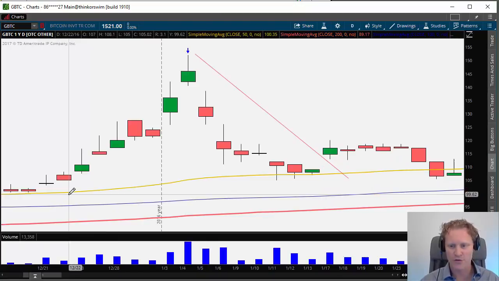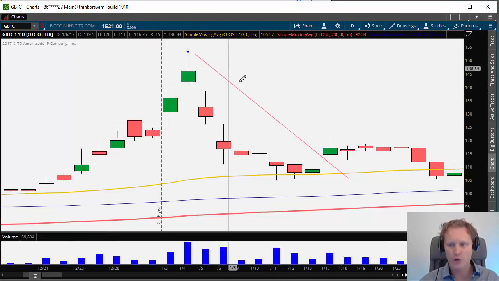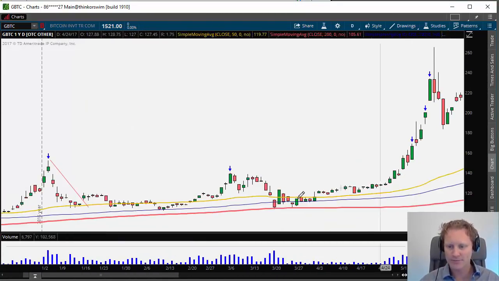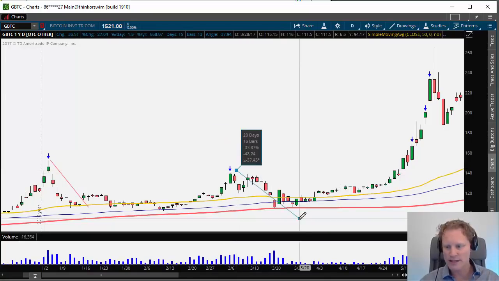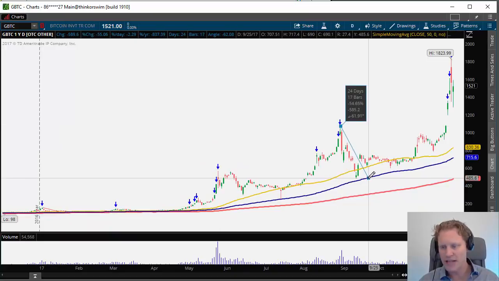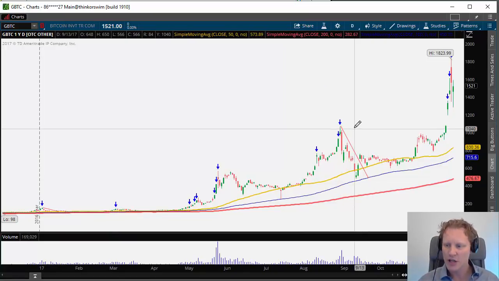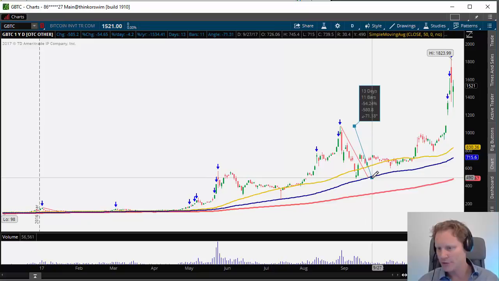Look at, for example, this one here, the first one. You can see once the blue arrow printed, Bitcoin corrected here, in this case, about 30, 40%. How about this one here? Same thing. Blue arrow prints, Bitcoin corrects about 30%. Happened again here. Once the blue arrows stopped printing, the key is they have to stop printing. You can see in this case, we dropped about 55%.